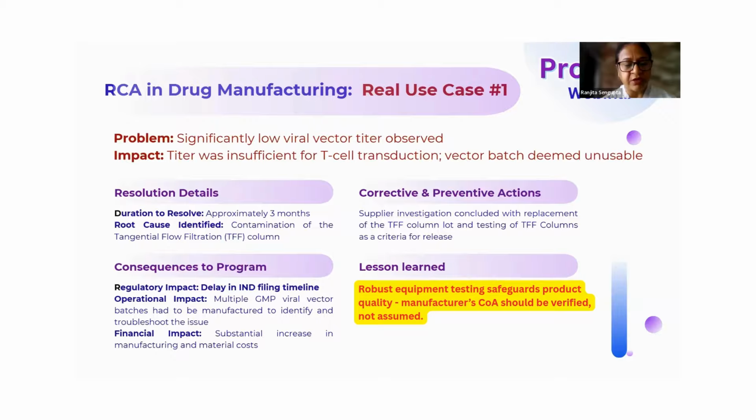And so there was a regulatory impact, and an operational impact, because multiple batches had to be manufactured for us to be able to identify and troubleshoot the cause. And then, of course, there is a financial impact, an impact to business, where the costs go up considerably.